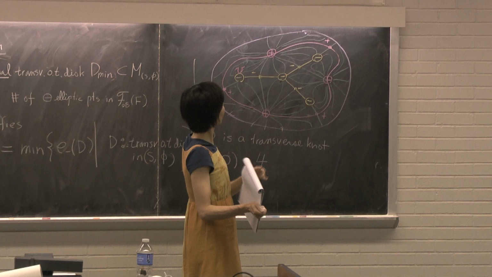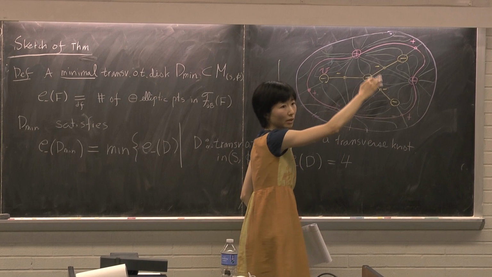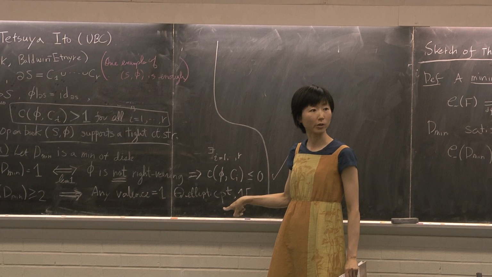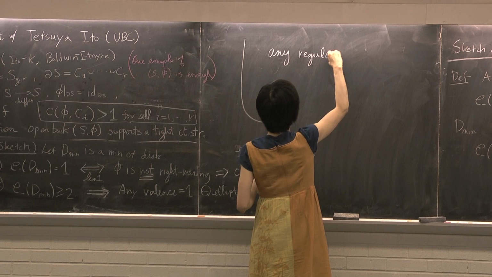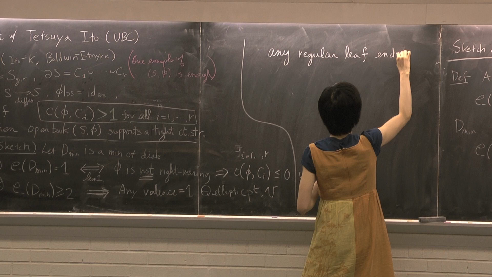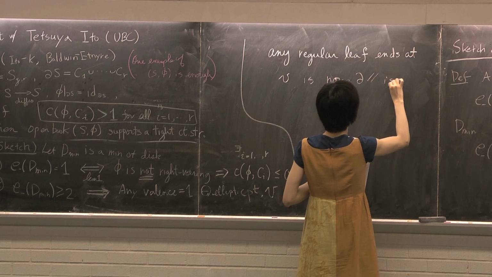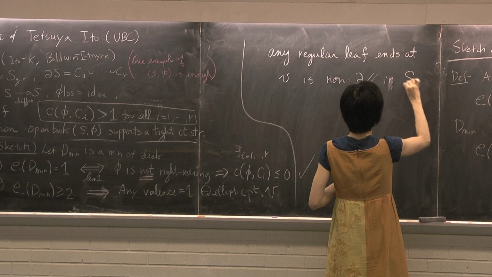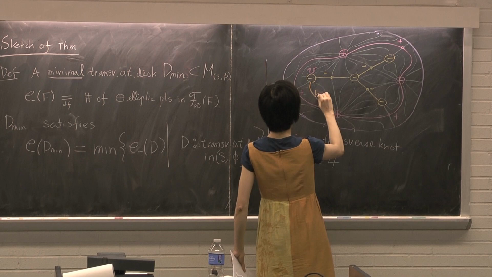Why can't a valence one vertex be hyperbolic? Oh, this is not a vertex. When I say vertex, it is an elliptic point, a valence one negative elliptic point. Any regular leaf that ends at v is non-boundary parallel in the open book page. That means any regular leaf, for example this leaf, is not singular.